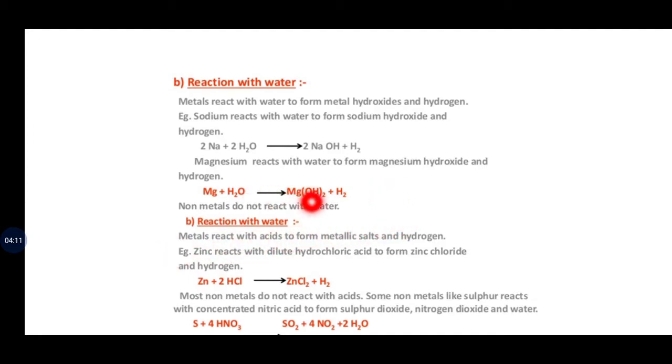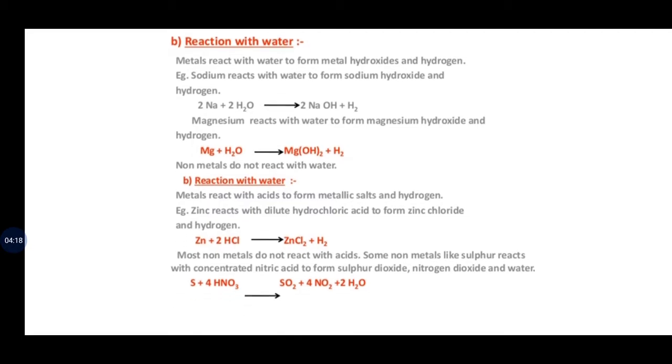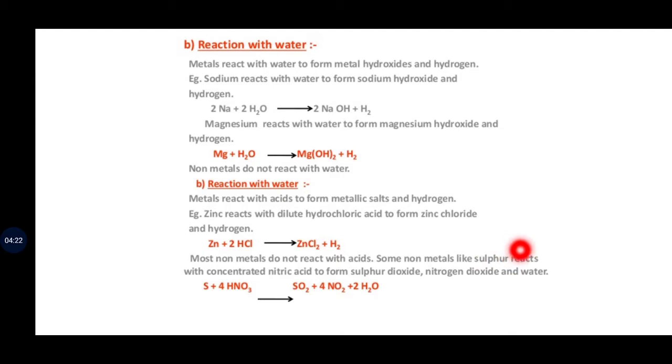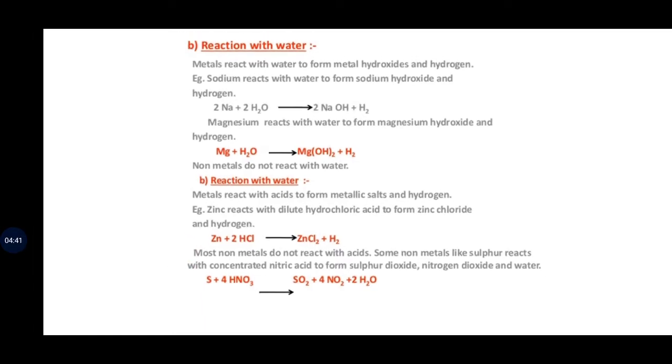इसी तरीके से अगर हम बात करें, most non-metals do not react with acid. अधिकतर जो नॉन मेटल्स होते हैं वो रिएक्ट नहीं करते हैं एसिड के साथ. So some non-metals like sulfur react with concentrated nitric acid. जैसे कि हम एग्जांपल ले लेते हैं सल्फर का. इसको हम कंसंट्रेटेड नाइट्रिक एसिड के साथ रिएक्ट कर रहे हैं तो वो क्या बना रहा है? सल्फर डाइऑक्साइड प्लस नाइट्रोजन डाइऑक्साइड प्लस वाटर. So this is the reaction with acids of metals and non-metals.